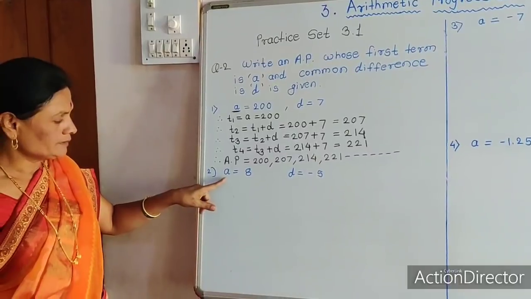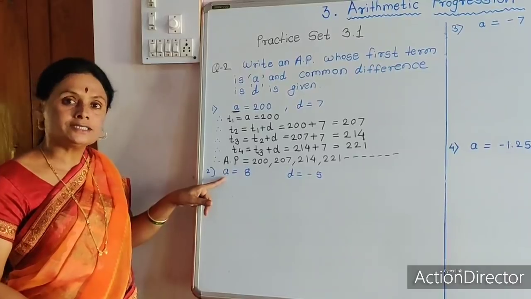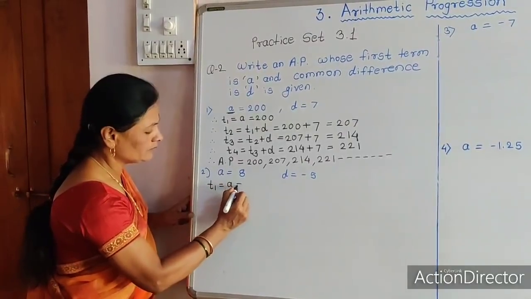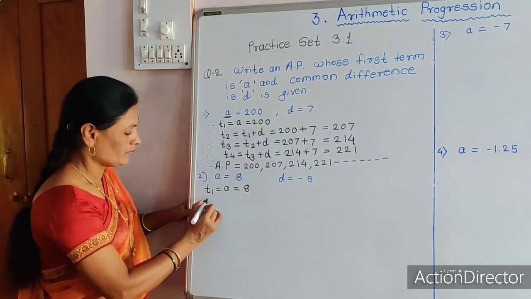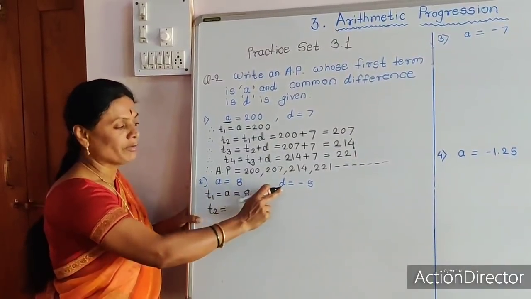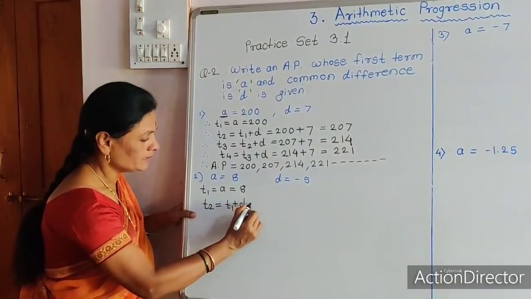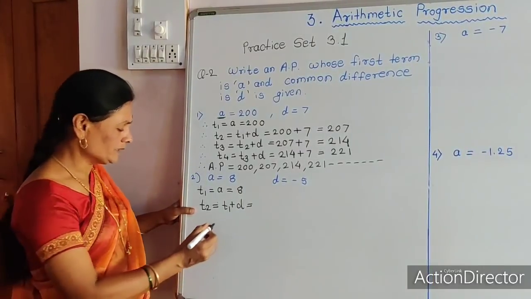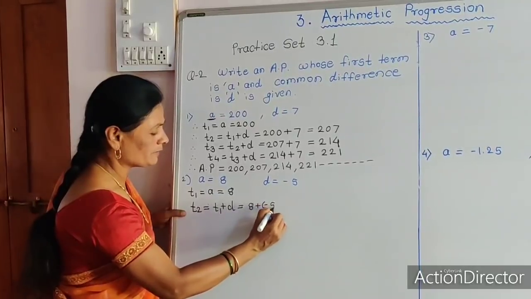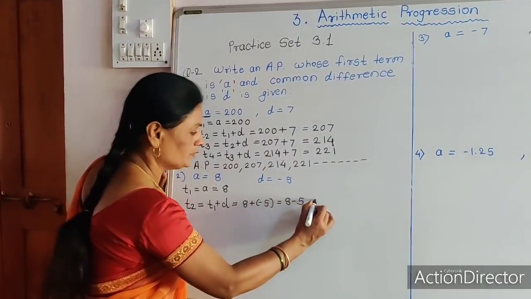Now, in the second example, A is equal to 8. A means the first term, that is T1. T1 is equal to A is equal to 8. T2 is equal to, in T1 we add the common difference D. T1 plus D gives the next term, that is T2 is equal to 8 plus minus 5 is equal to 8 minus 5 is equal to 3.